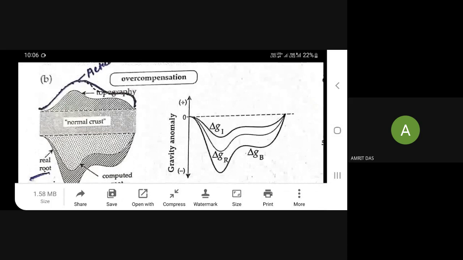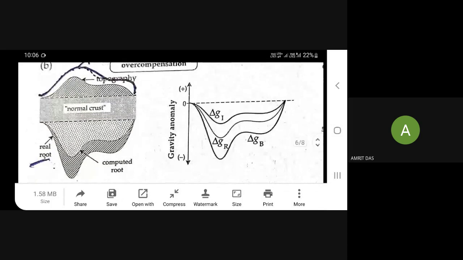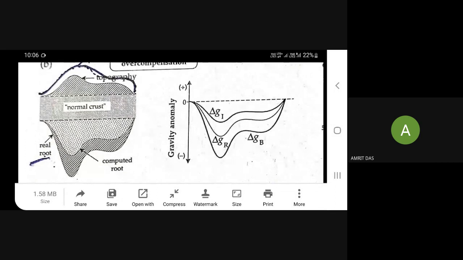In that case the isostatic gravity anomaly is also negative, because the computed root is negative and the real root is also negative, right? But the real root is more negative than the computed root. You get this point?